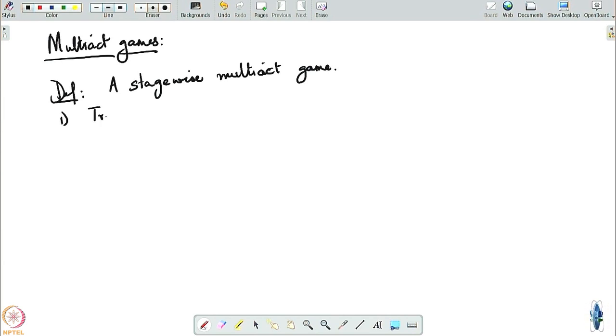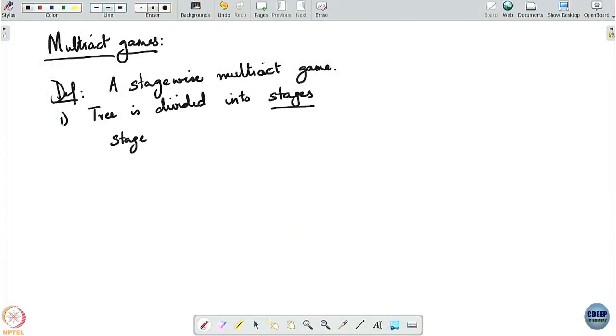So, the tree is divided into stages. And what do we mean by stages? Each stage is a single act game. So, each player plays at most once in each stage, or you can even say exactly once, since you can add a trivial action where he does nothing. So each player plays once in a stage.